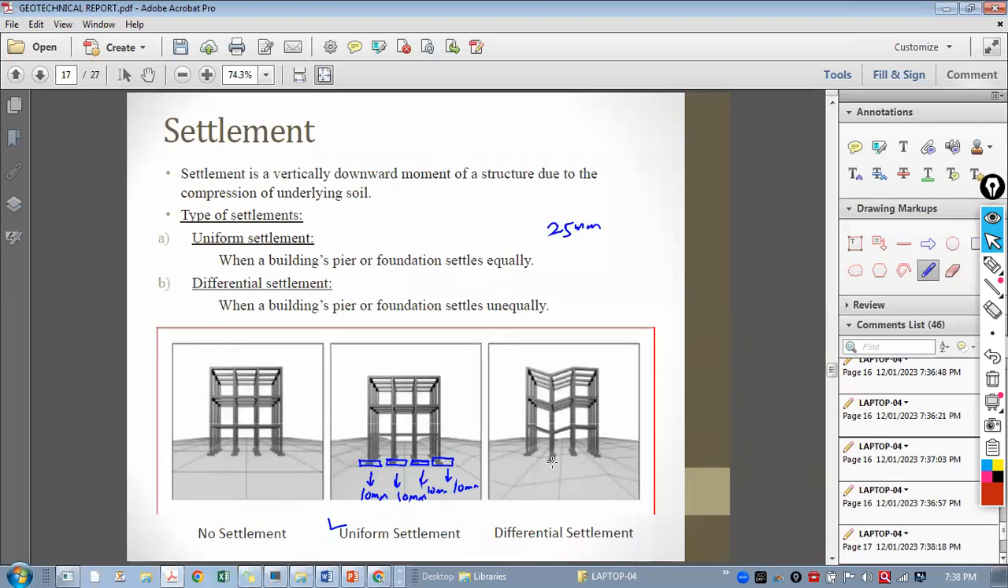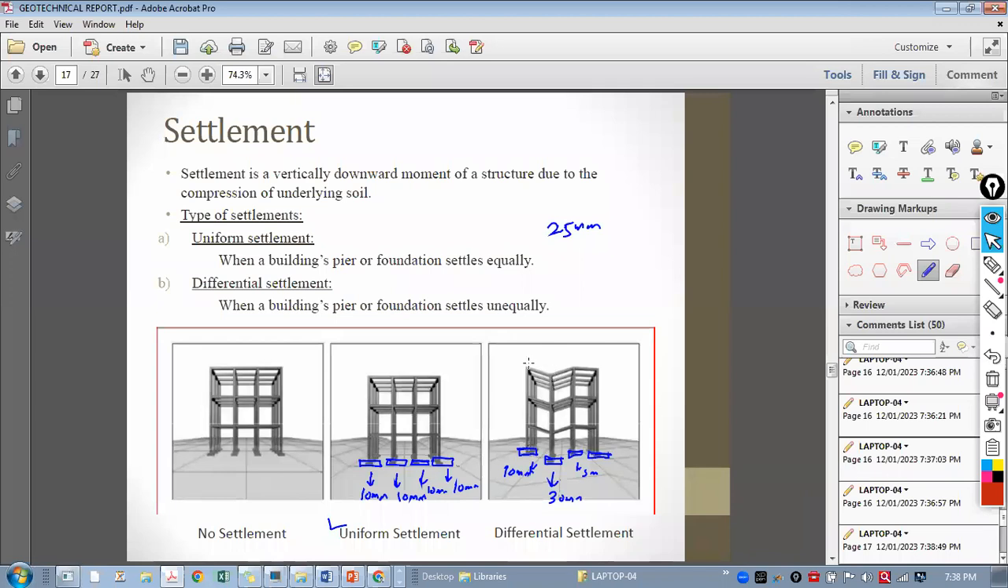But there is a possibility that you are not designing the foundation properly, or the strata is weak. Then there is a possibility that this foundation is displaced by, let's say, 30 mm, this one by 10 mm only, and this one by 5 mm. So you can see there is a relative displacement, which is a differential settlement.